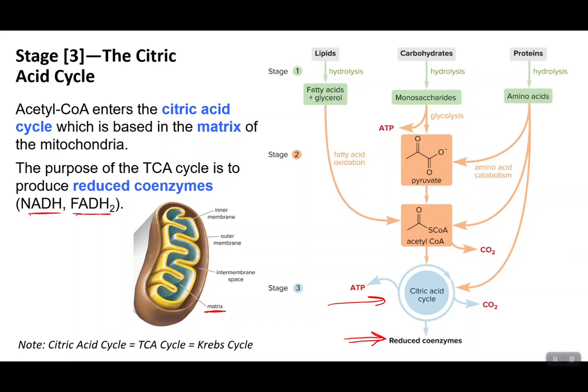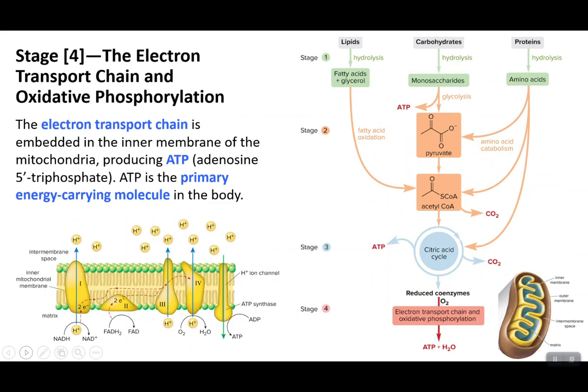All right, so now these reduced coenzymes are going to enter the electron transport chain. The electron transport chain is going to be located in the inner membrane. So stage 3 happens in the matrix in here. And now that you've produced these coenzymes, they are going to go to the electron transport chain, which is located in this yellow inner membrane here.